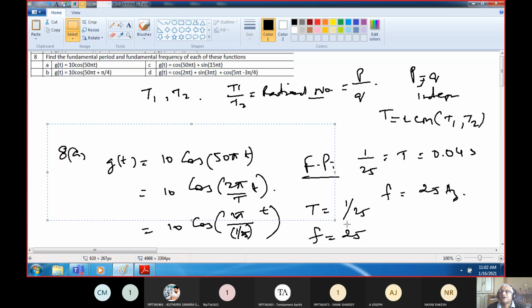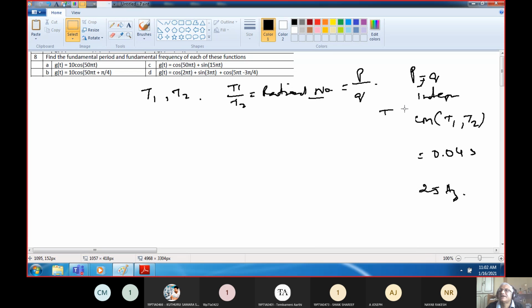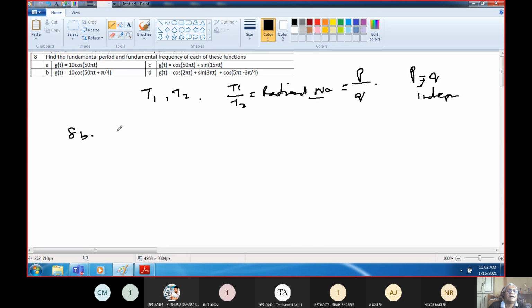Then we will go to the second problem. Let us try to solve it. We will more or less complete it in the next 10 minutes, because I leave some problems to you and you can solve them. Now the second problem is 8B: g(t) is equal to 10 cos(50 pi t plus pi by 4).